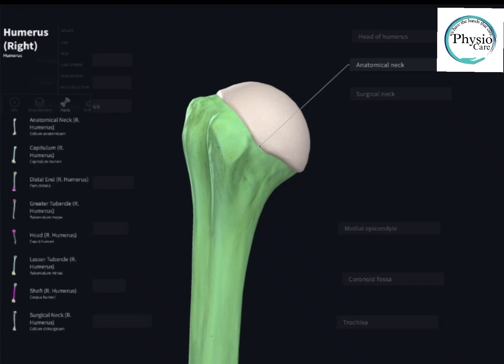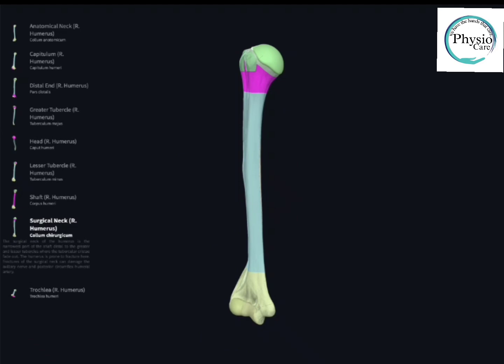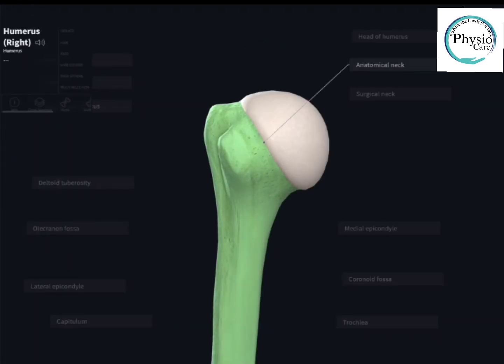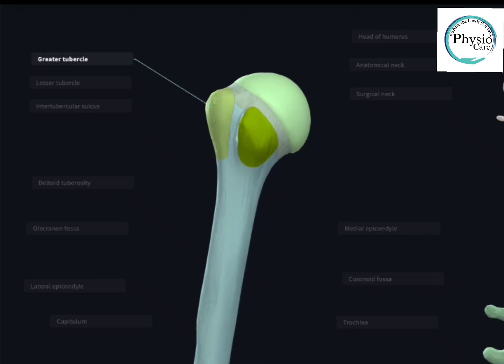Now, distal to that, we have the surgical neck. And it's called that because it's actually a very common site of fracture in the arm. It's this narrow portion. In this area right here, we also have the greater and lesser tubercles. Here we have the greater tubercle and the lesser tubercle. And between them runs the intertubercular sulcus.